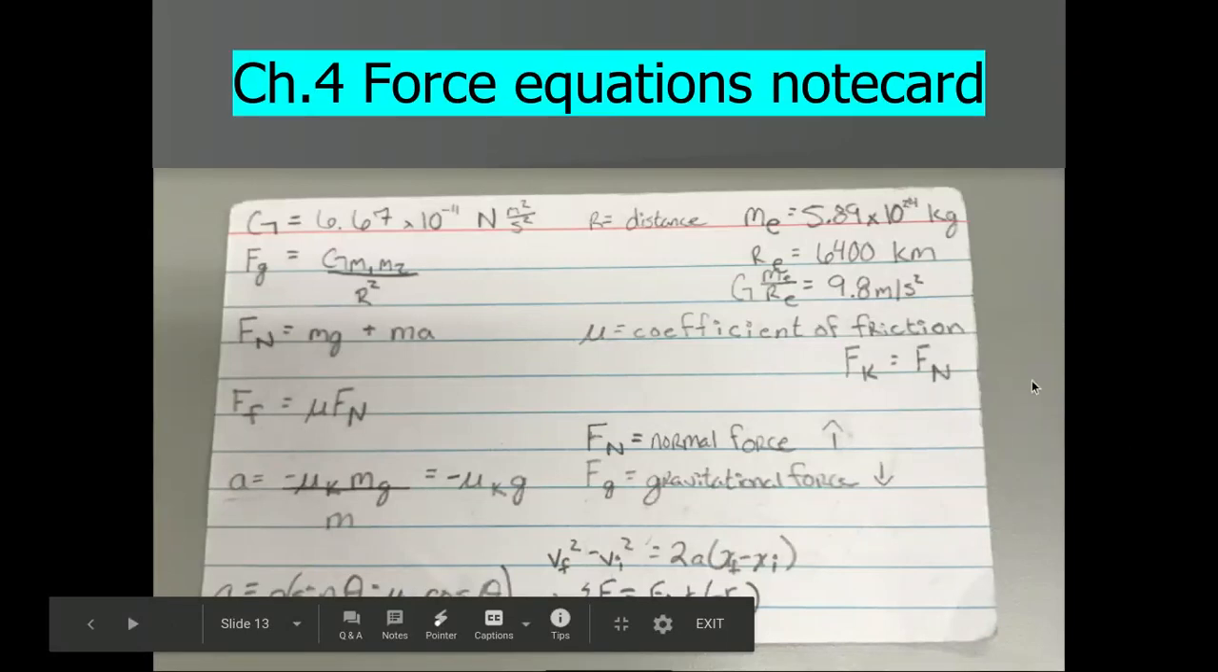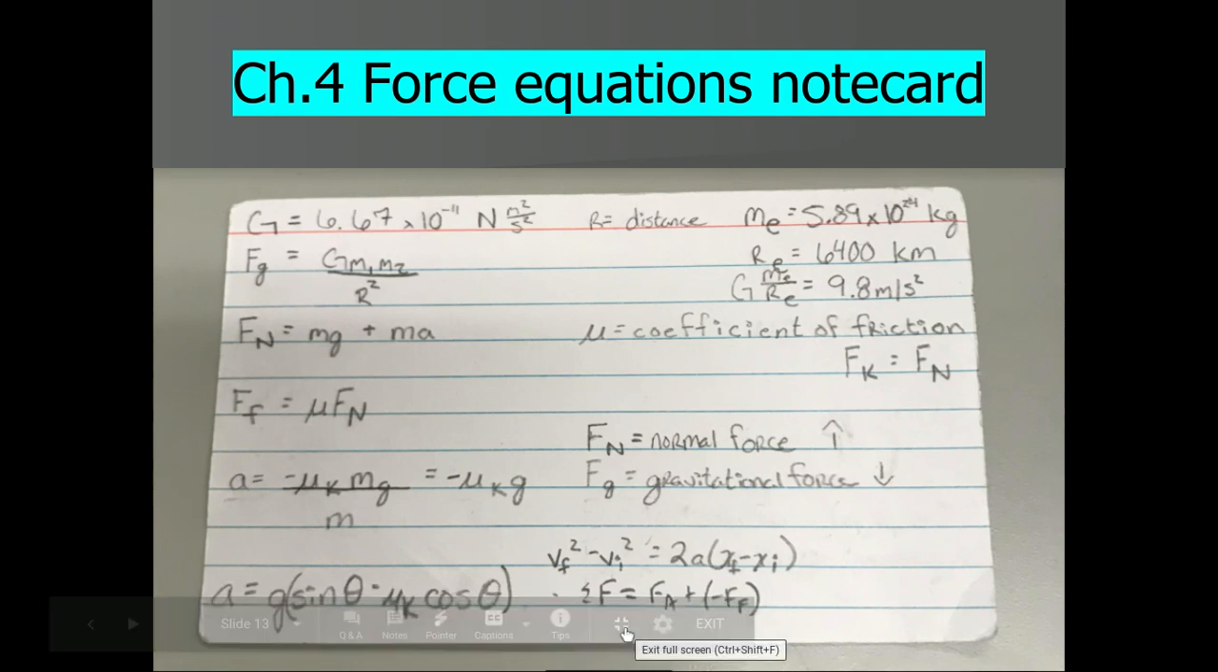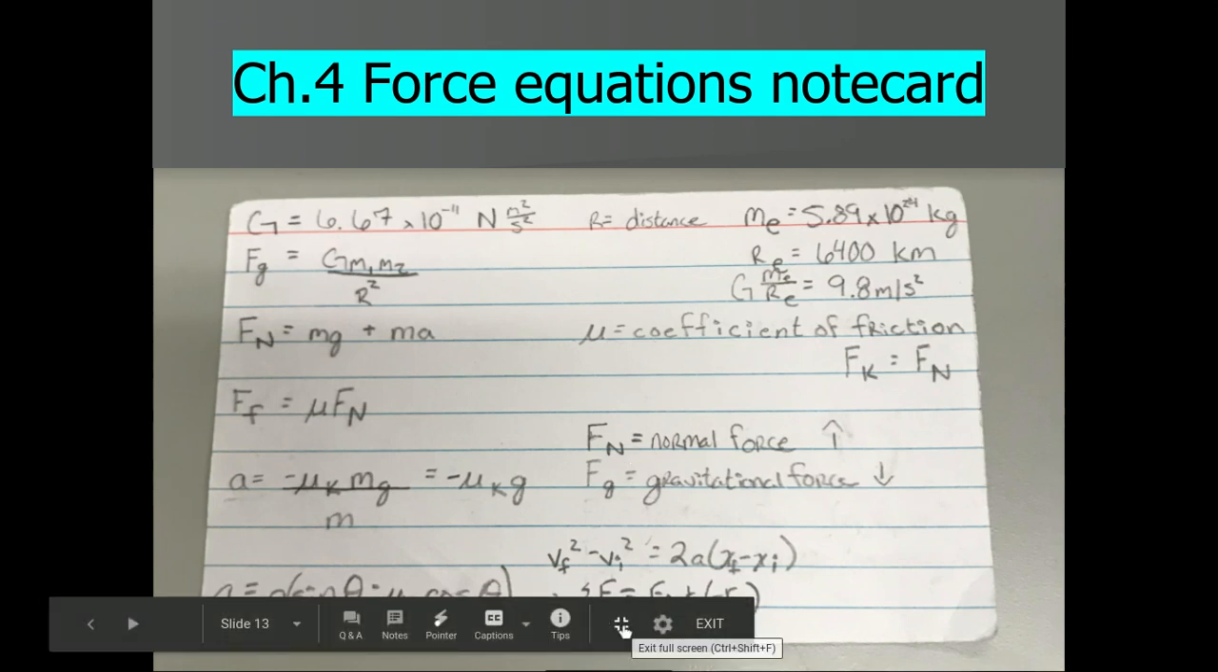And this is an index card. I don't know if I can click so that this, I don't know what that does. Okay, there we go. See? It kind of covers the index card.